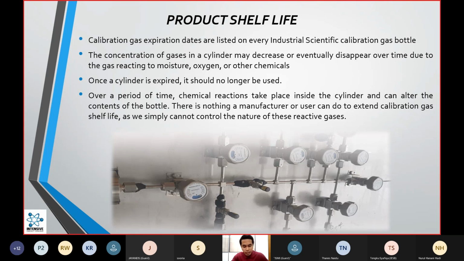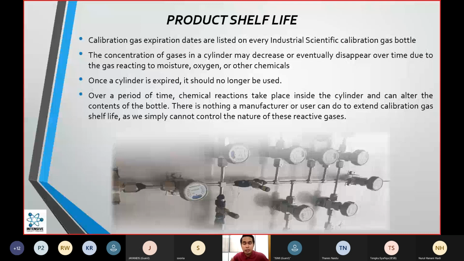When you buy calibration gases or natural gases, the supplier or manufacturer will give you the certificate of analysis, or what we call the COA, or the certificate of conformity, or what we call the COC.